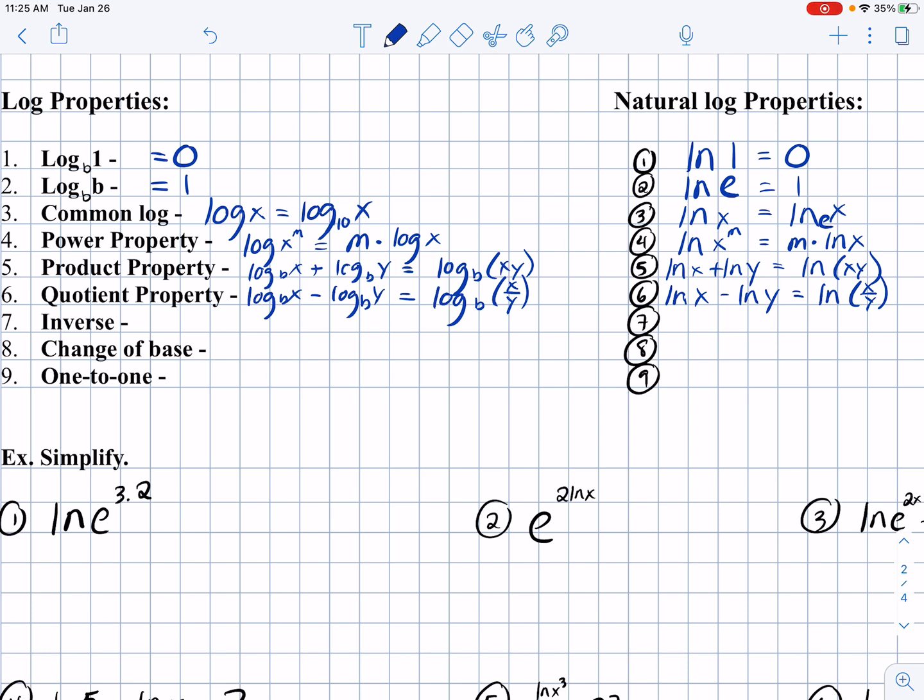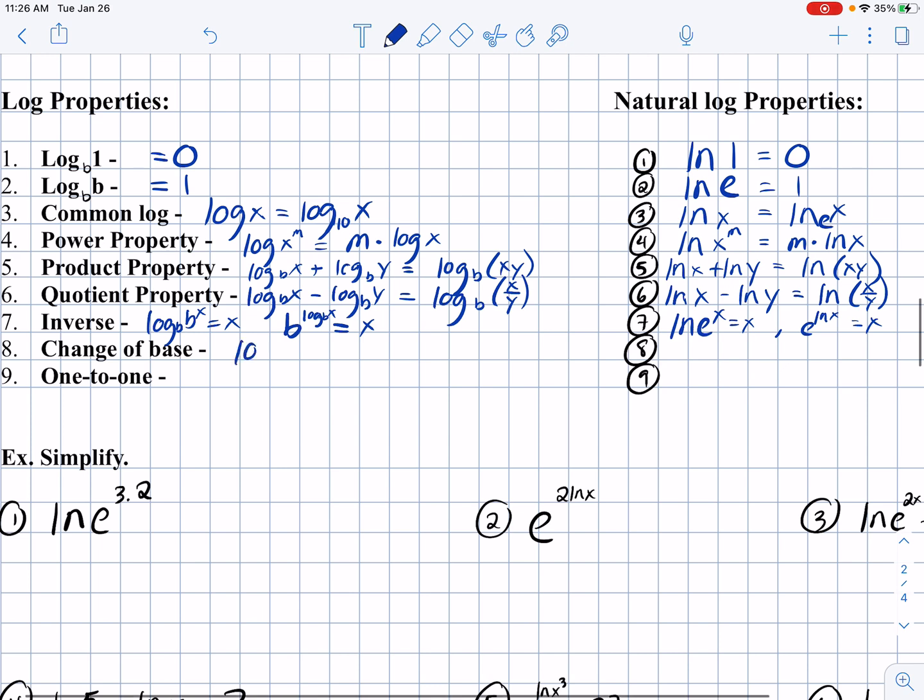Inverse properties, log of b with the base b to the power of x, those can just eliminate and you're left with x. Or if we had b to the power of log of x base b, those can just eliminate and you're left with x as well. So for natural logs, that would look like this. The natural log of e to the power of x just equals x, and e to the power of the natural log of x just equals x. These are inverses of each other, base e and natural logs.